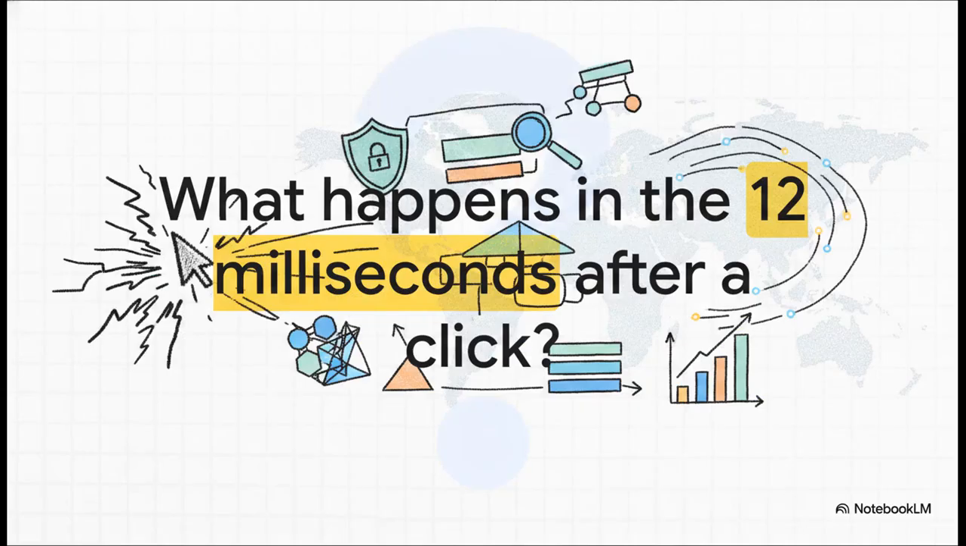So what actually happens in the 12 milliseconds after you click a short link? 12 milliseconds is literally a fraction of the time it takes you to blink. But in that tiny microscopic window, a massive, globally scaled infrastructure springs into action.